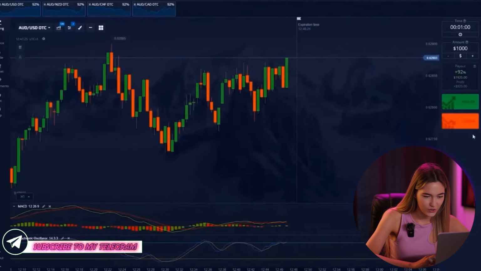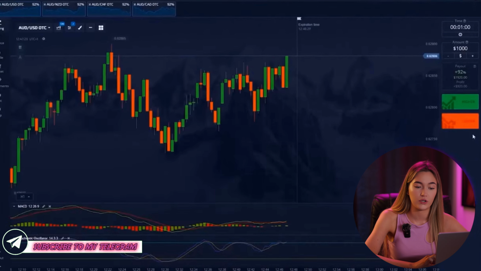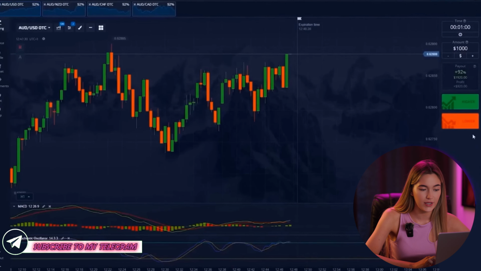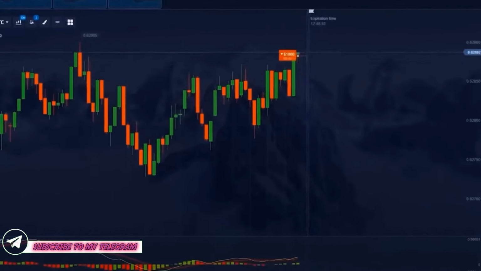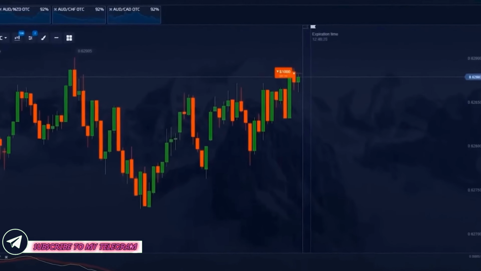Aussie and US dollar. Look at how a pullback occurred from our resistance level and a new downtrend started, pressing lower. Cool, our deposit has grown by another $1,920. Something unreal is happening. I don't want to stop. I feel like we can do more.